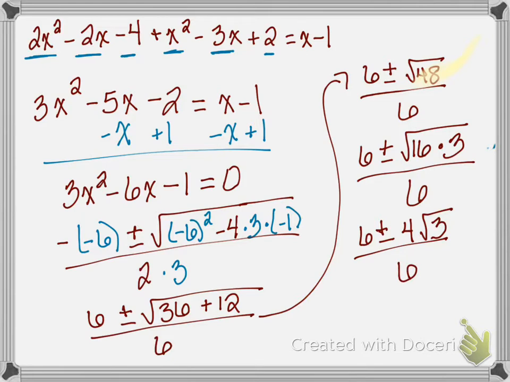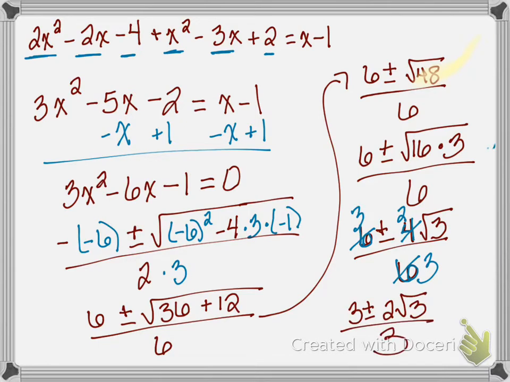Now, in order to simplify, I've got to have a factor that goes into the 6, the 4, and the 6. And the number that goes into all of those is 2. So 2 goes into 6 3 times, 2 goes into 4 2 times, and 2 goes into 6 3 times. So my final answer here is 3 plus or minus 2 root 3 over 3. That's my final answer. I'm going to circle this right here as my final answer.